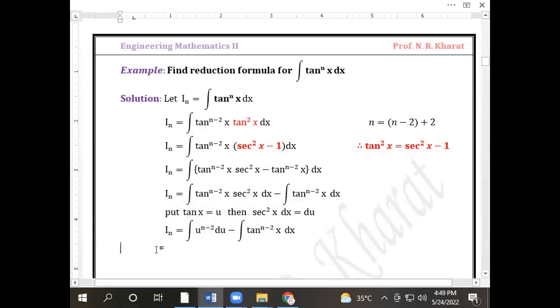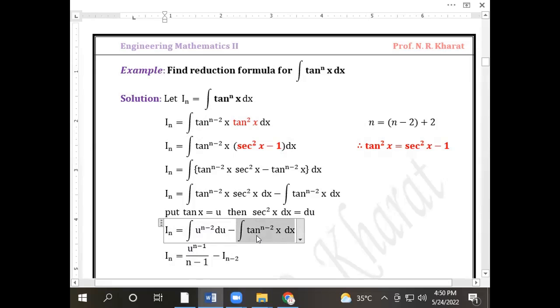Then taking the integration of u raised to n minus 2, just using the formula for x raised to n, and that formula is x raised to n plus 1 upon n plus 1. Here we have to increase the index of u by 1. So the index of u becomes n minus 1, divided by n minus 1, is the integration of u raised to n minus 2.